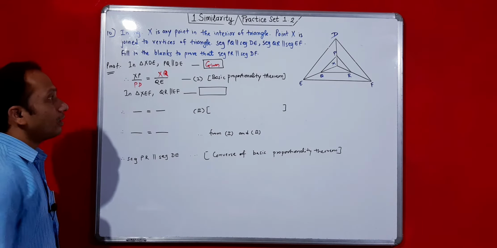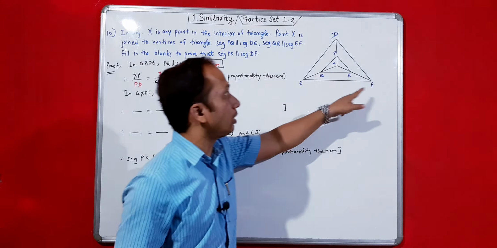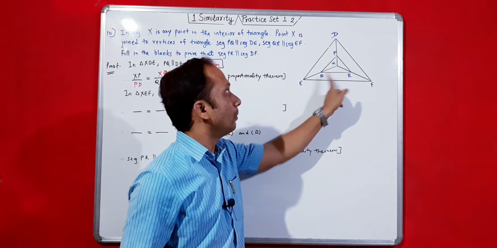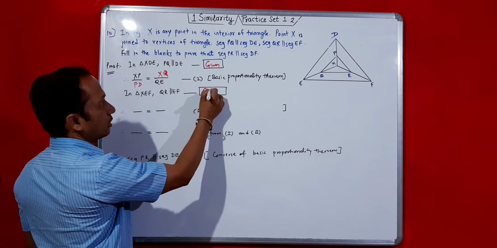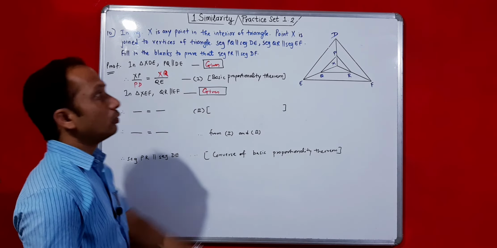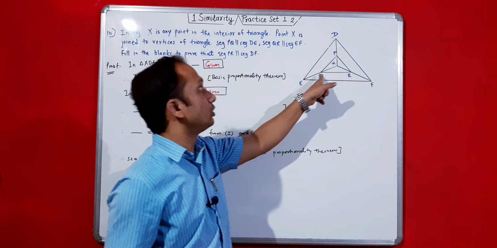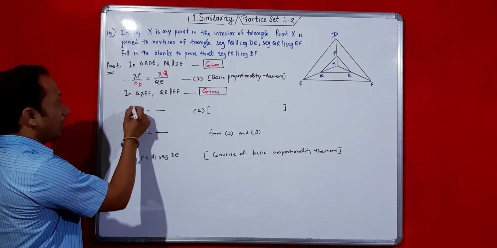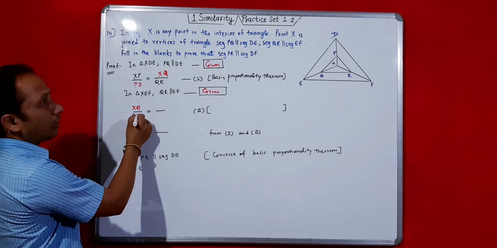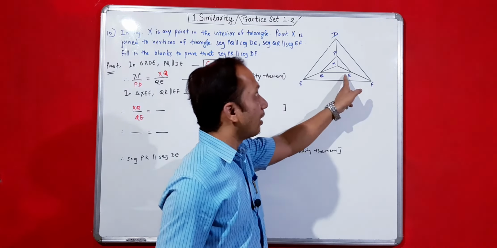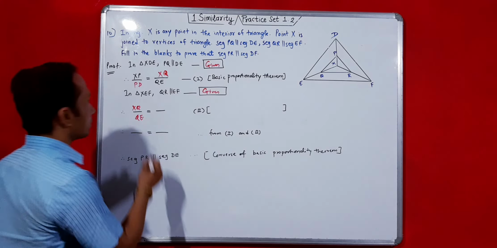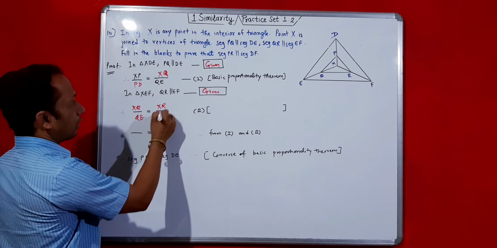In triangle XEF, you know that QR is parallel to EF. It is given. So now again XQ divided by QE is equal to XR divided by RF.